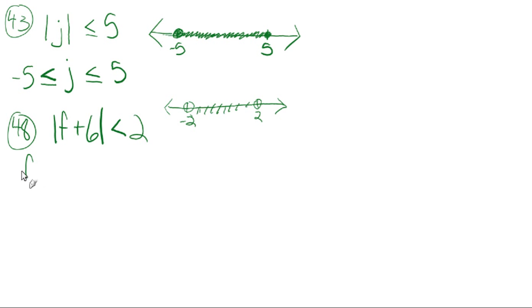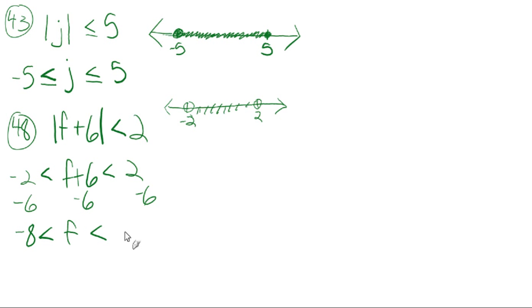So f plus 6 needs to be between -2 and +2. And now we just need to solve for f. Remember, to solve these inequalities, we need to do it to all three parts, because this is its own inequality, and this is a second inequality, and we need to do the same thing on both sides for both of these inequalities. So when we subtract 6 from -2, you get -8. And from 2 you get -4. So f needs to be greater than -8 and less than -4.